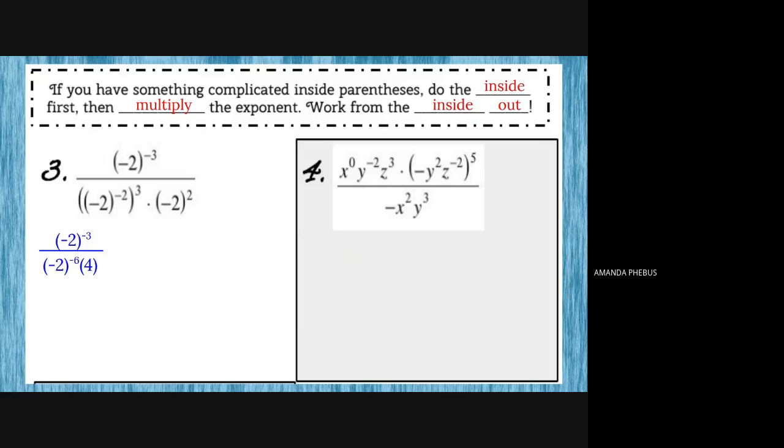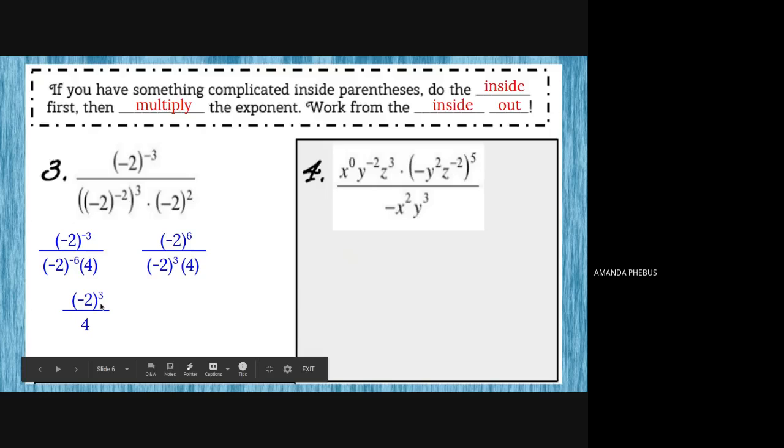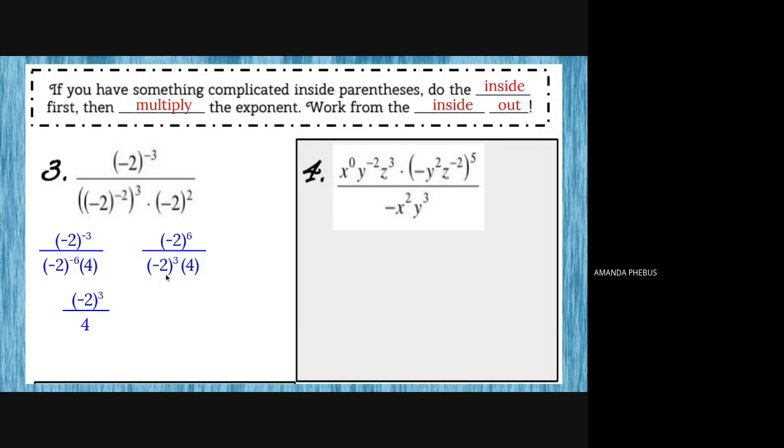These all do have a base of -2, so I could have just kept them as -2s and dealt with stuff, but I think I'm going to end up moving this -2 to the -6 to the numerator, and the -2 to the -3 to the denominator. Okay, and then -2 to the 6 is, oh, okay, so I subtracted. 6 minus 3 is 3. That's what I did. But I could figure out what -2 to the 6 is and what -2 to the 3rd is. I could figure out all those things.